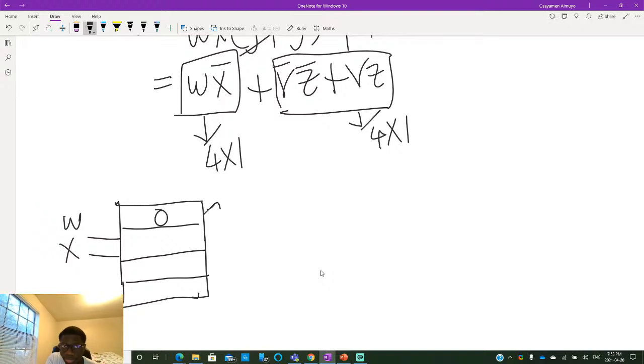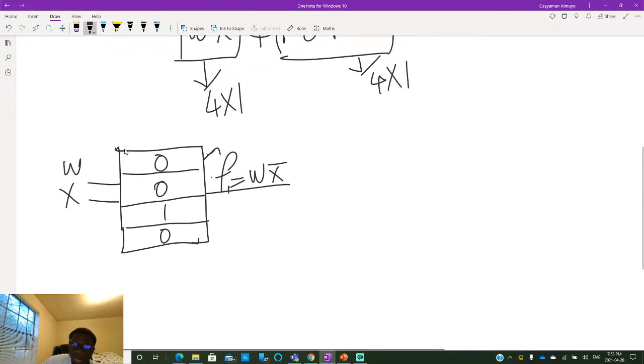So this would be 0, because for our purposes, we want, let's call it F1, to equal W X bar. So what minterm is that? That's the second minterm. So this would be 0, this would be 1, this would be 0. Make sense? Okay.